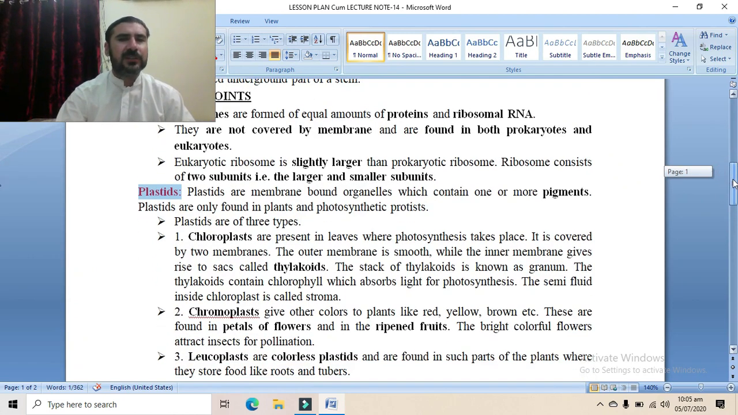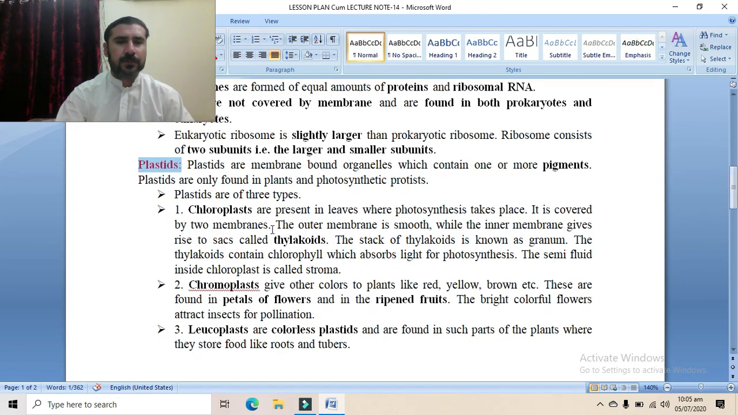Photosynthetic protists means the plant-like protists. Now plastids are of three types: chloroplast, chromoplast, and leucoplast. These are the three types of plastids. We will start from the chloroplast.